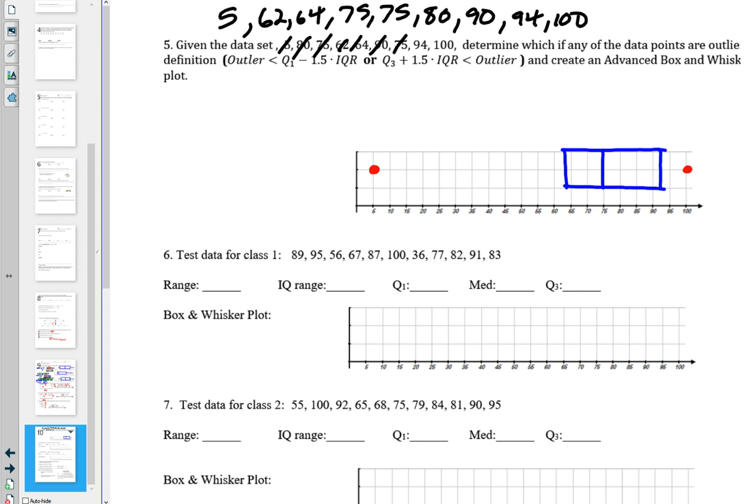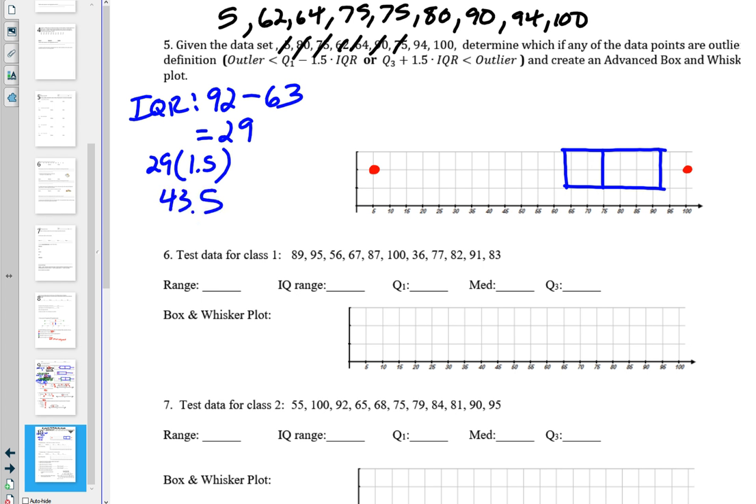And then 100. But now when I do the interquartile range, we said 92, the interquartile range is 92 minus the first quartile, which was 63. And that gives me 29. But I have to get that 29 and multiply it times 1.5. That's 43.5. Did I do that right in my head? 43.5, 29 times 1.5.